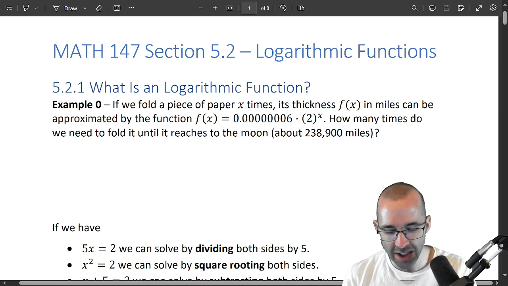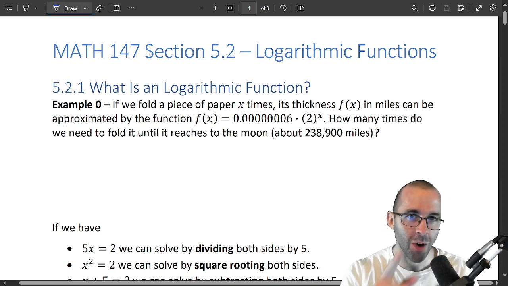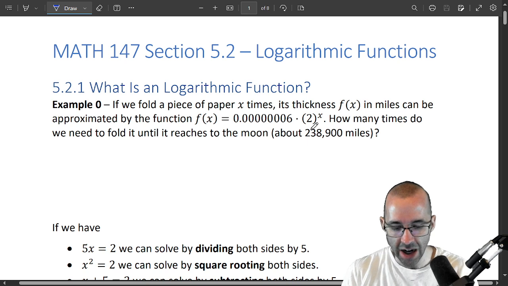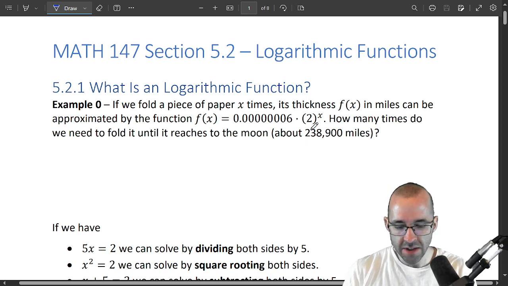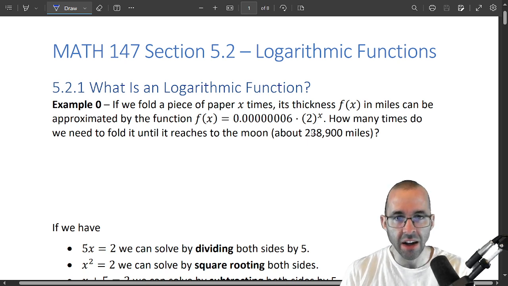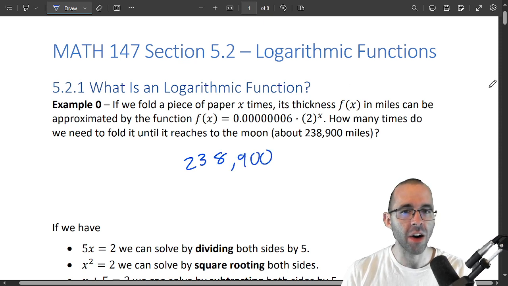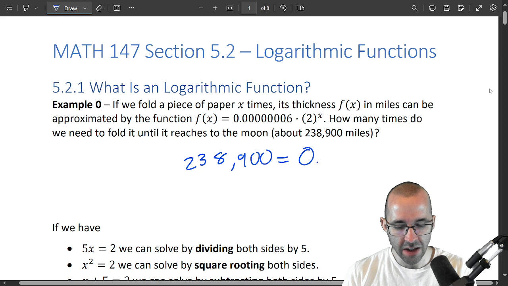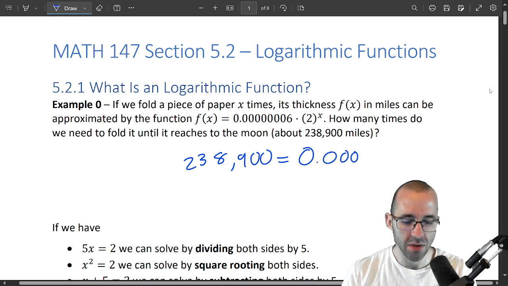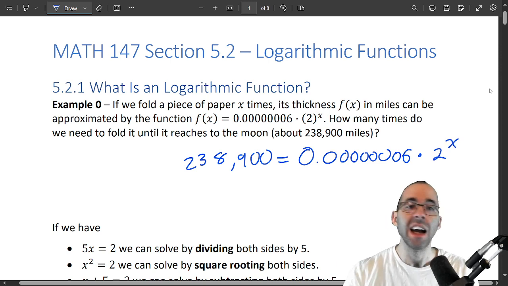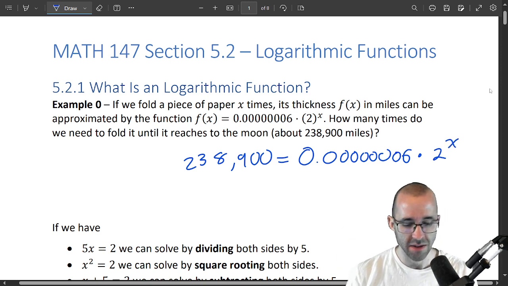You might say, I don't see any logarithms here. Well, stay tuned to figure out how we're going to solve this equation. We can't solve this equation for X yet, right? We need the distance, the thickness, to be 238,900. So that needs to be our F. You need this to equal 0.0000006 times 2 to the X. We need to solve this equation for X, and we have no way of doing this.